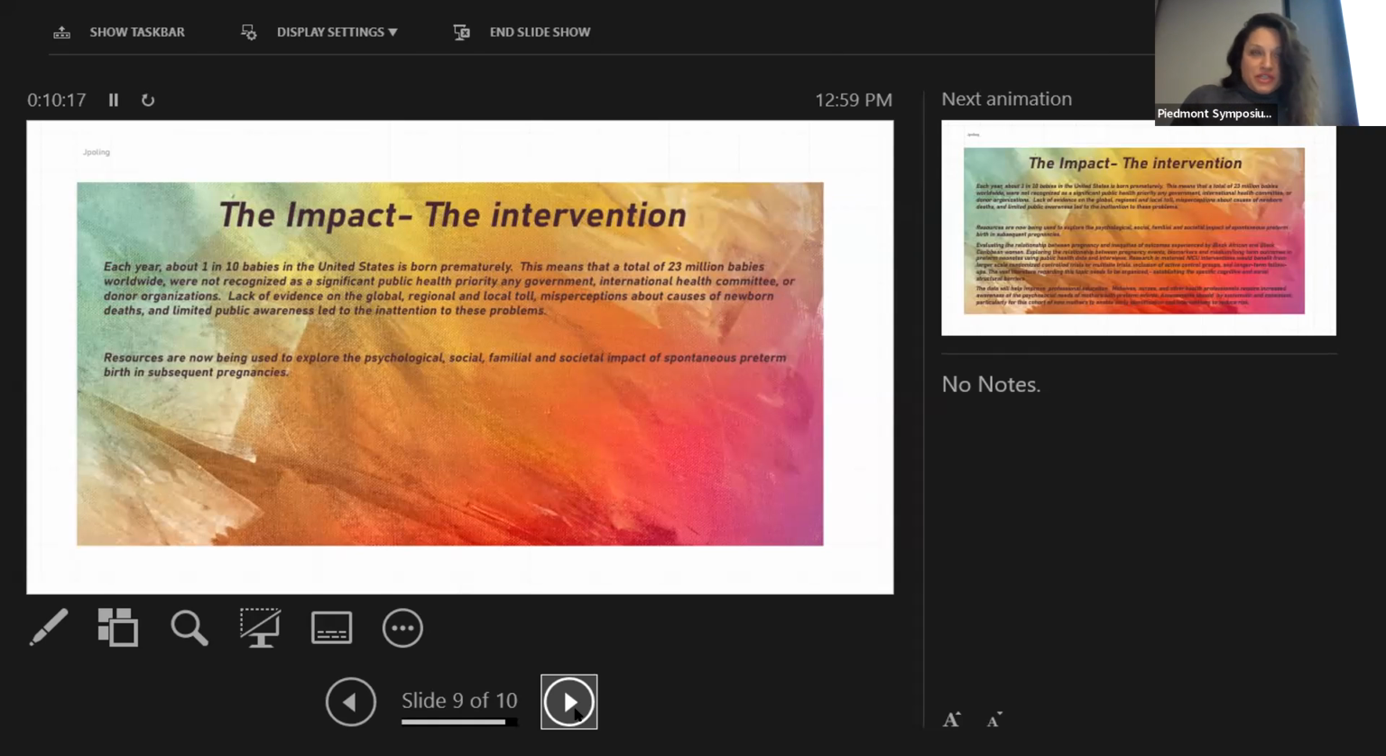Resources are now being used to explore the psychosocial, familial, and social impact of spontaneous premature birth, especially in subsequent pregnancies. Evaluating the relationship between premature birth and inequalities of outcome experienced by Black African and Black Caribbean women is particularly important. Exploring the relationship between pregnancy events, biomarkers, and medium to long-term outcomes in preterm neonates using public health data and interviews is also recommended.